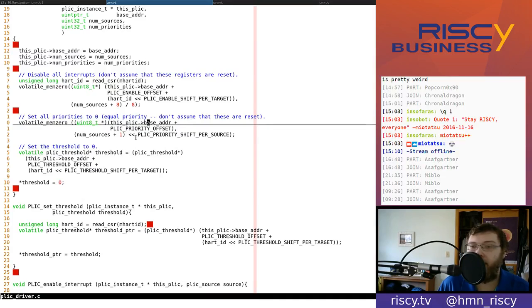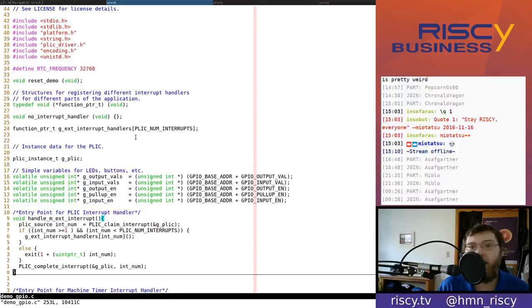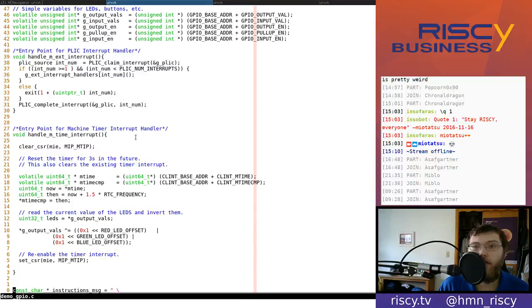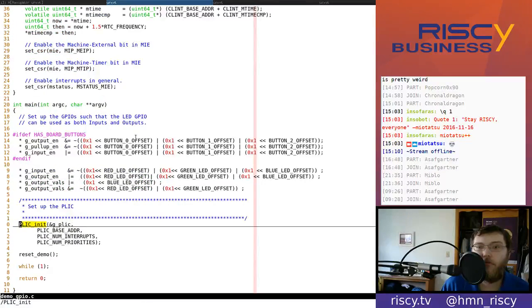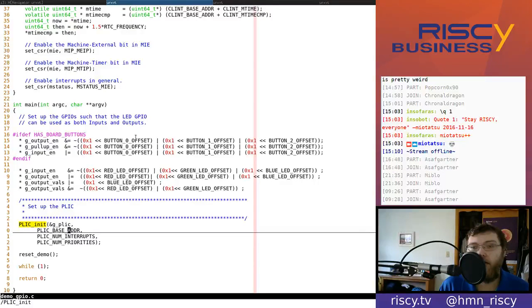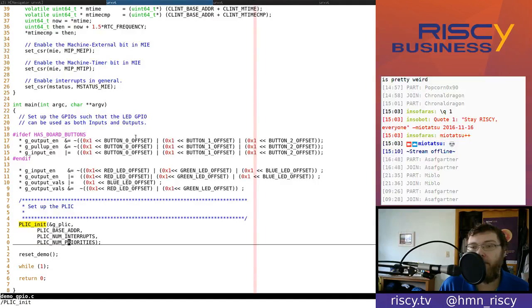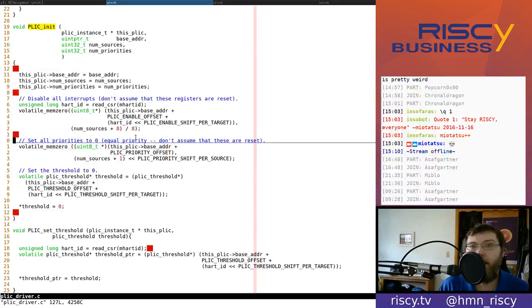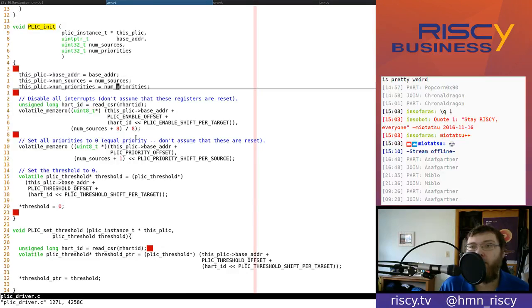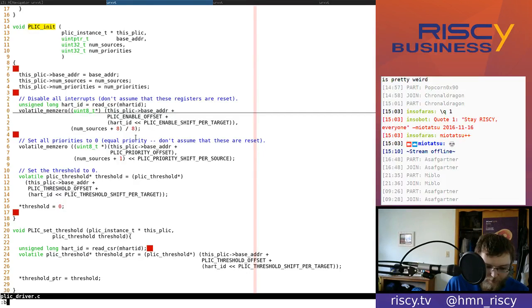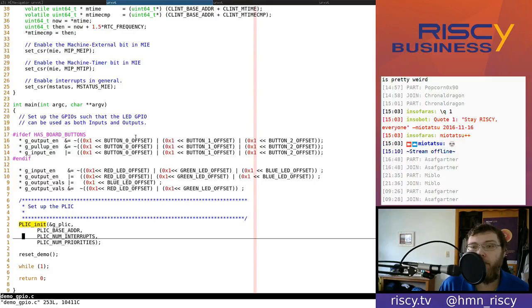I want to explore our code a little bit. Where is, so here's the demo GPIO, and I want to see where we call PLIC init. So we're passing in address of gPLIC, PLIC base address, PLIC num interrupts, PLIC num priorities. Now let's take a look at the signature again. So the first thing we're passing is this PLIC structure. Then we're passing the base address, the num sources, the num priorities. So when we're referring to the base address, we're talking about this PLIC base address.